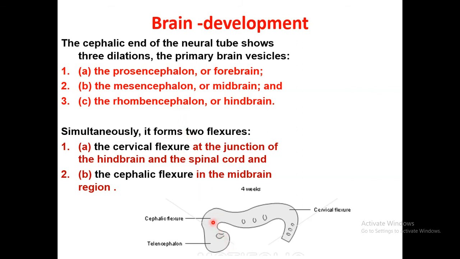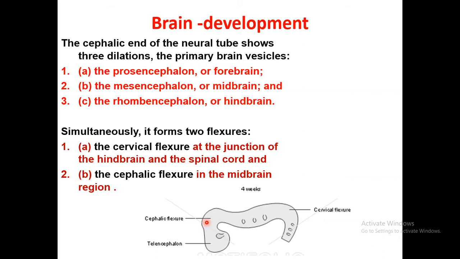Simultaneously, it forms the two flexures. You can see this is one flexure and this is the other flexure. This is the cephalic flexure and this is the cervical flexure. Mostly they give a basic cue that the cervical flexure appears between the spinal cord and the hindbrain above it. So the cervical flexure is present at the junction of the hindbrain and the spinal cord. It is a very important basic cue.